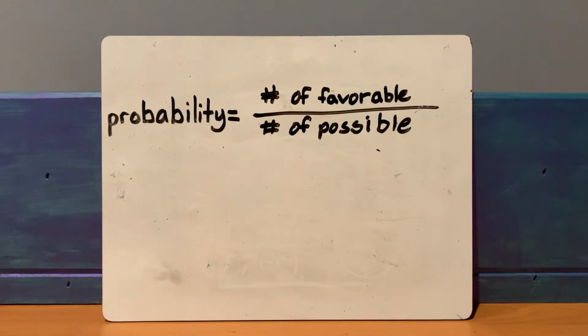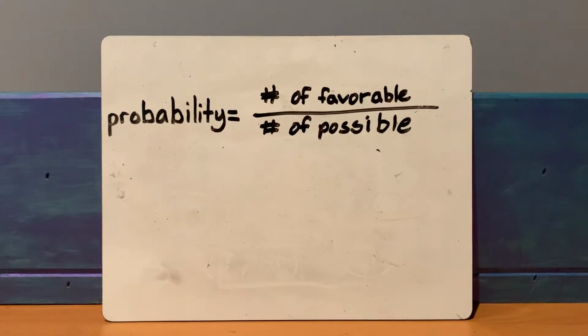Now, we've worked on calculating the probability that a single event will occur. For example, we found the probability that a coin will land heads up on one toss is 1 chance in 2, which is written as 1 over 2. In this lesson, we're going to practice finding the probability that a series of events will occur.